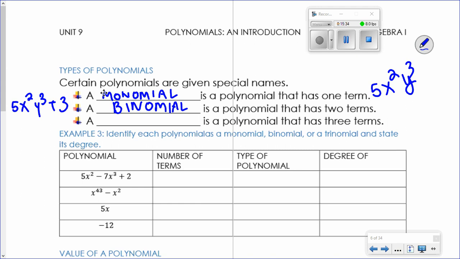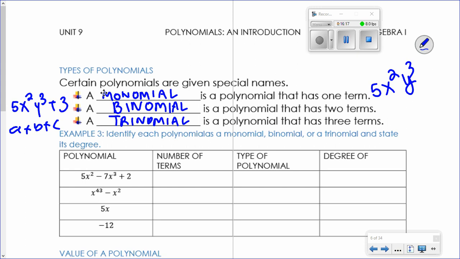What do you think a trinomial is? Three terms. You can create your own trinomial as long as these are different terms. They cannot be like terms. You cannot do 5 plus 3 plus 2. Those are all like terms. It has to be distinct, different terms. I could do A plus B plus C. That is a trinomial. The terms have to be different. That's all that matters.